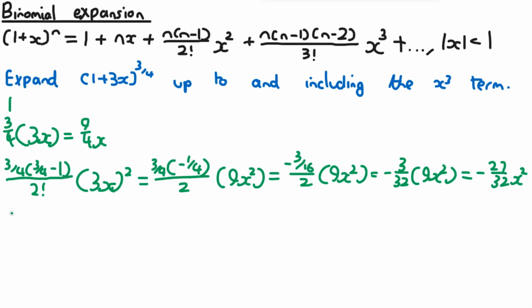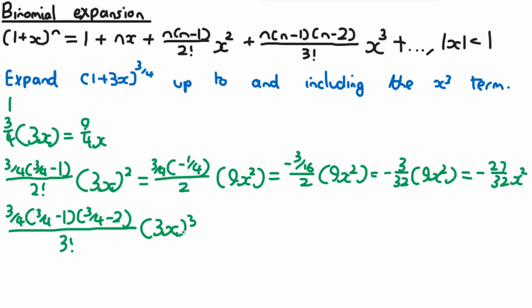Then the x cubed term is going to be 3 over 4, 3 over 4 minus 1, 3 over 4 minus 2 over 3 factorial multiplied by 3x to the power of 3. Now this is quite long, I'm just going to put it into the calculator. Remember to include the 3 cubed in the coefficient. Another way you could write this is 3 cubed and then x cubed. This whole thing is what you're going to put into your calculator, and if you do, you get a value of 135 over 128 x to the power of 3.